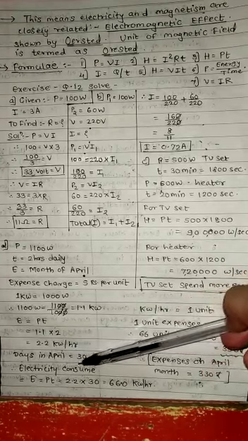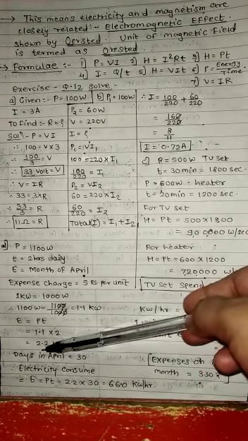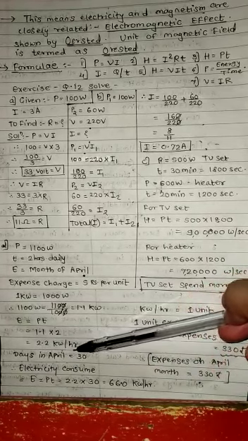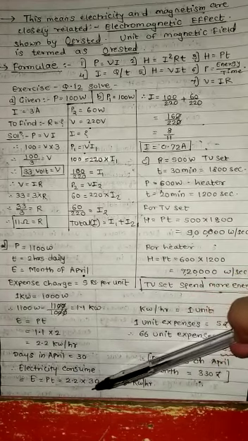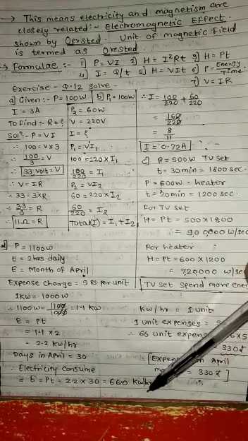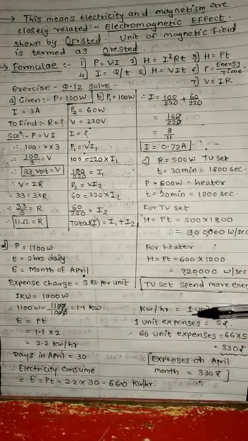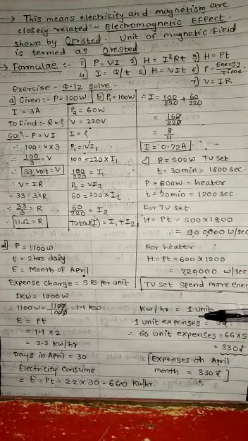So days in April is equal to 30. So electricity consumed is equal to, how much electricity is there? 2.2 kilowatt hour daily. So for 30 days is how much? 2.2 into 30 is equal to 66 kilowatt hour. But what is kilowatt hour? In short, kilowatt hour is 1 unit.